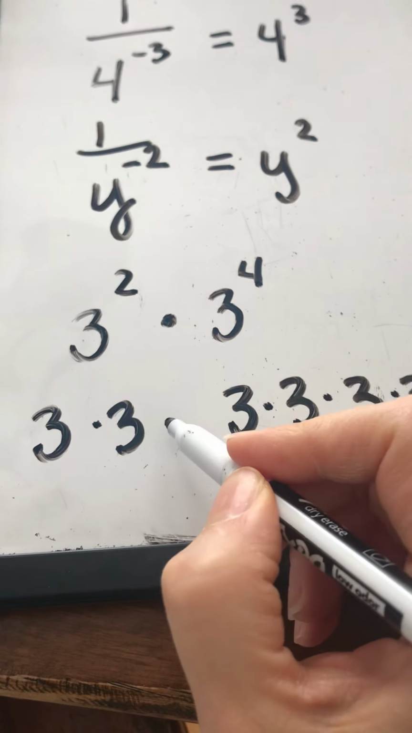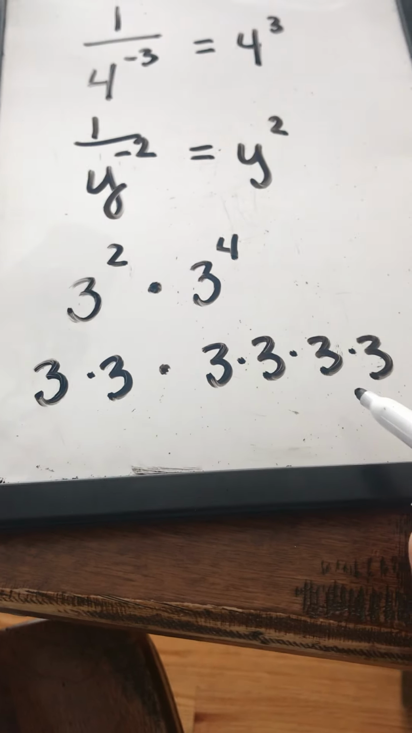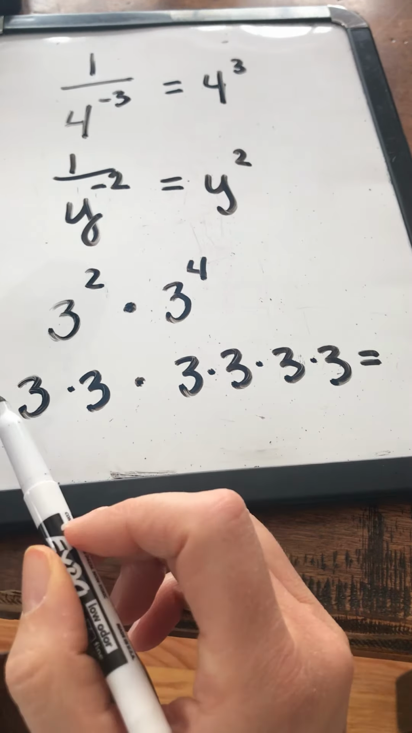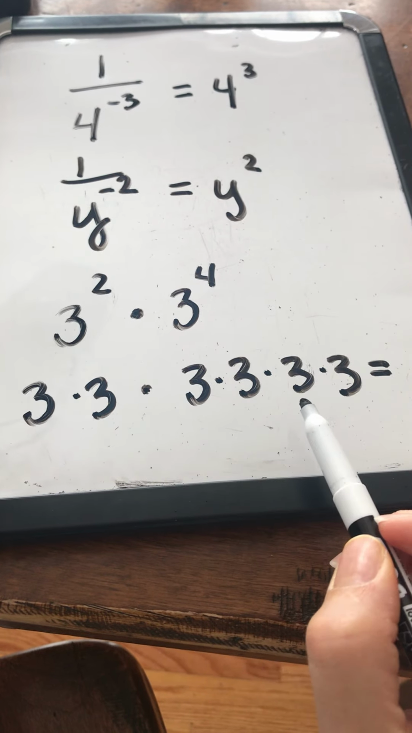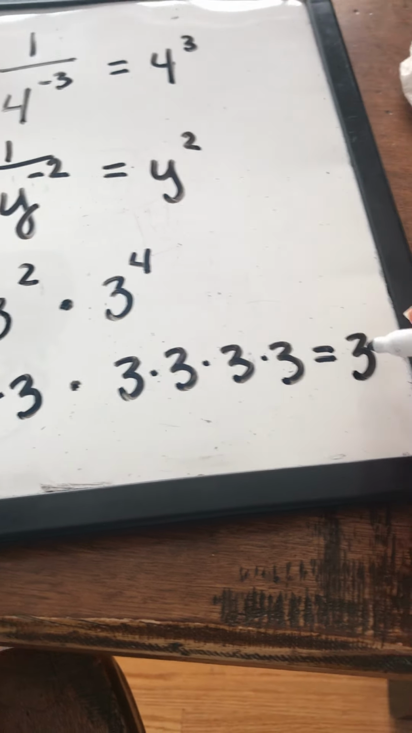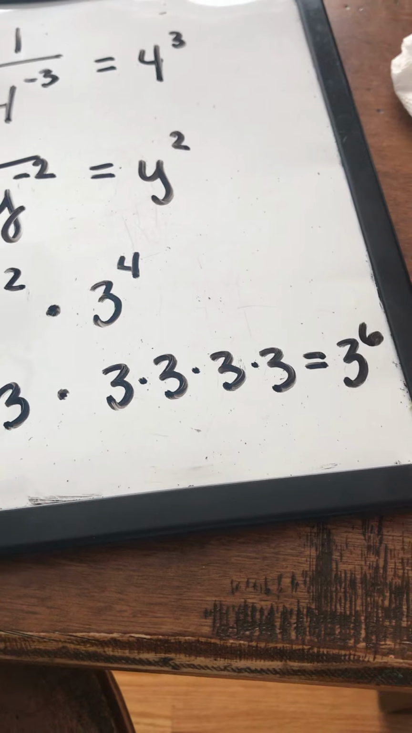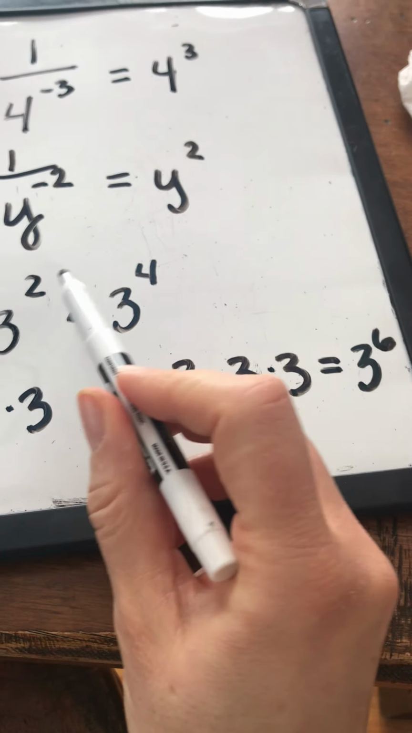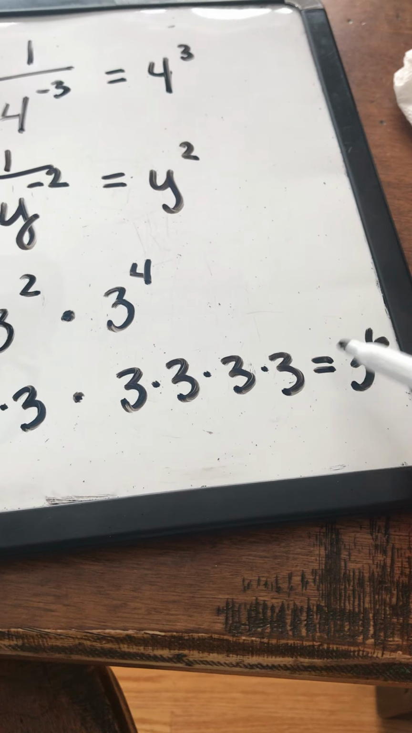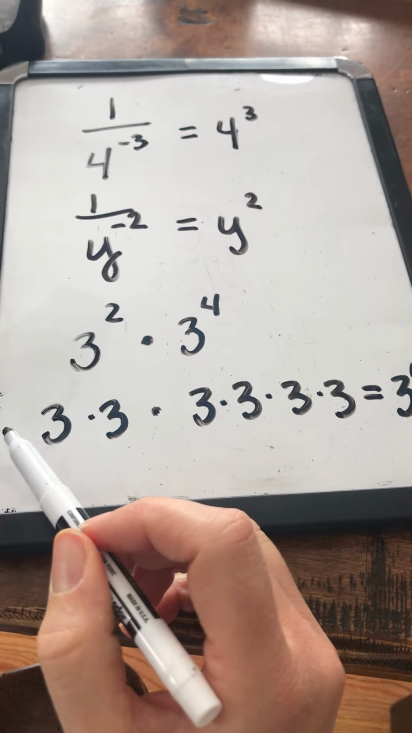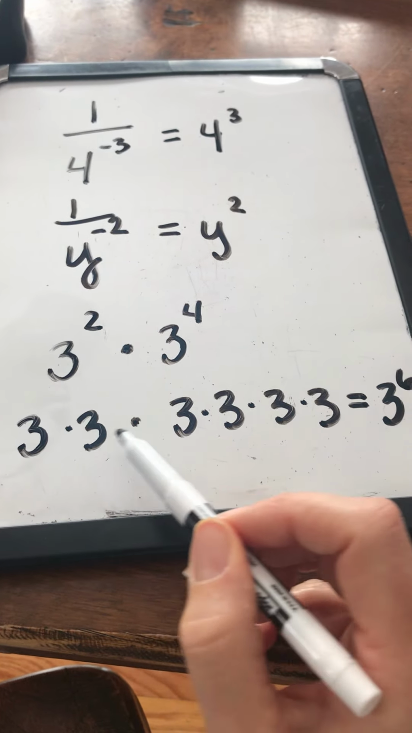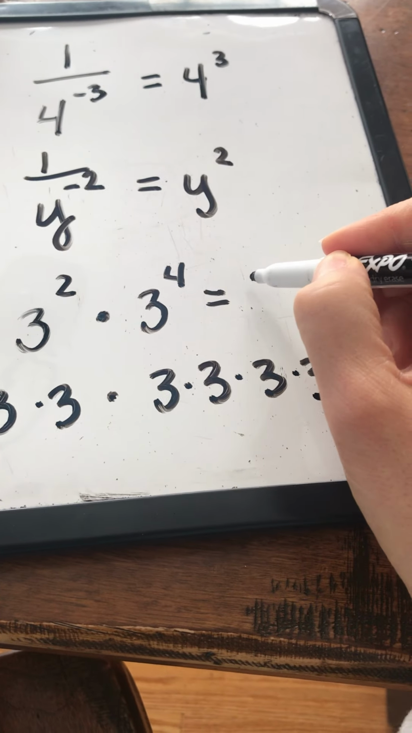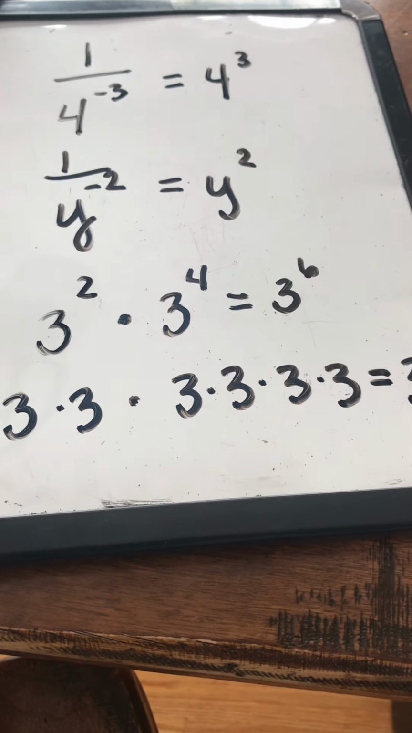If I were to multiply all these together and rewrite that with an exponent, I have 1, 2, 3, 4, 5, 6 threes. So that's 3 to the 6th power. Can you see what I did with my exponents to get this answer? Can you see a shortcut rather than having to write it out and see it in expanded form? 3 to the 2nd power times 3 to the 4th power is just 3 to the 6th.